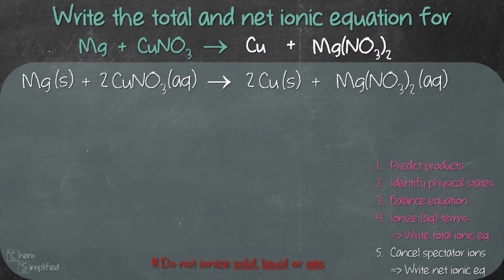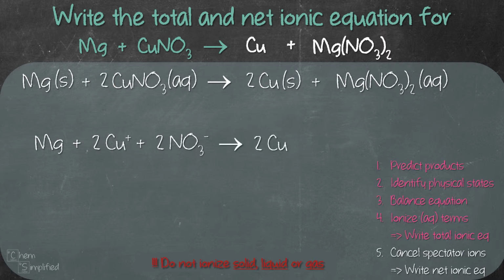Let's start with the first term, which is Mg. Mg is solid, so we're just going to leave it be. We'll just write Mg. Moving on to the second term, CuNO3, that's aqueous. So it will split to give us 2 Cu+ and 2 NO3-. The reason we have the 2 there is because there is a 2 in front of CuNO3. So when they break into ions, we have 2 of each. Since Cu is solid, we just write 2 Cu. And last but not least, Mg(NO3)2. That's aqueous. It will break to give us Mg2+ and NO3-. And again, don't forget the 2 in front, because there's a 2 here. That means we need to make sure that there are 2 NO3- ions.